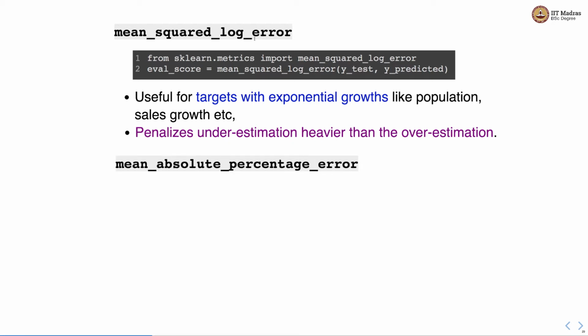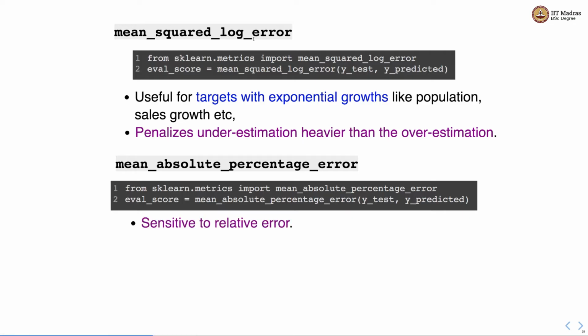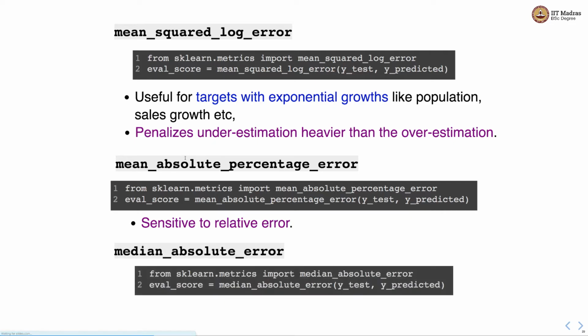Then we have mean absolute percentage error, which is sensitive to relative error. So when we want to evaluate our predictions that are sensitive to relative errors, we should be using mean absolute percentage error. We also have median absolute error, which is robust to outliers. It doesn't give a lot of importance to the outliers, and our evaluation becomes robust to the outliers.